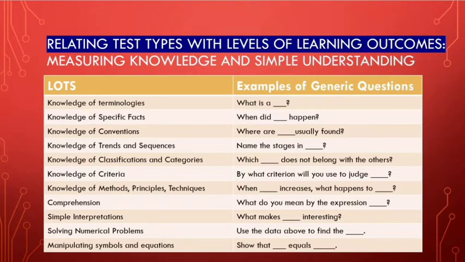Next, knowledge of trends and sequences. Name the stages in blank. Knowledge of classification and categories. Which blank does not belong with the others? Knowledge of criteria. We have the example: by what criterion will you use to judge? Knowledge of methods, principles, techniques. When blank increases, what happens to blank? You could also give the answer to the first blank in order for your learners to have an idea what you are referring to for this particular type of question.